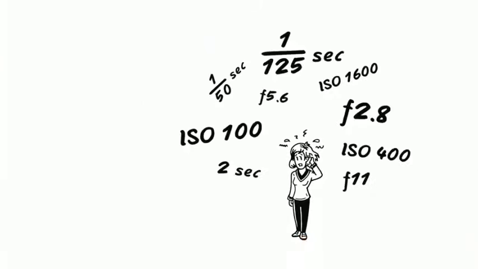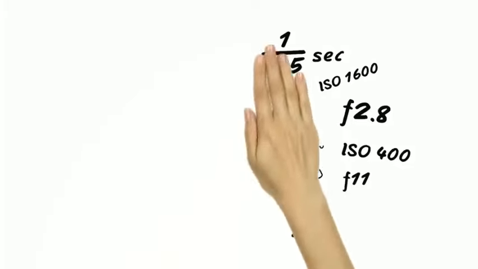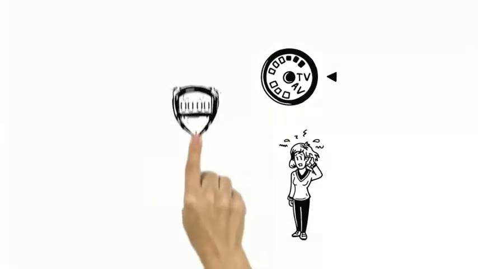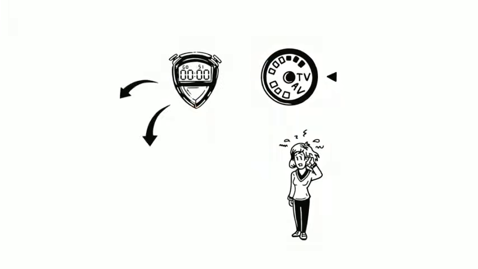Mary is overwhelmed. Fortunately, she doesn't have to do everything manually to take pretty pictures. In semi-automatic mode, Mary specifies just one value. The camera figures out the rest.